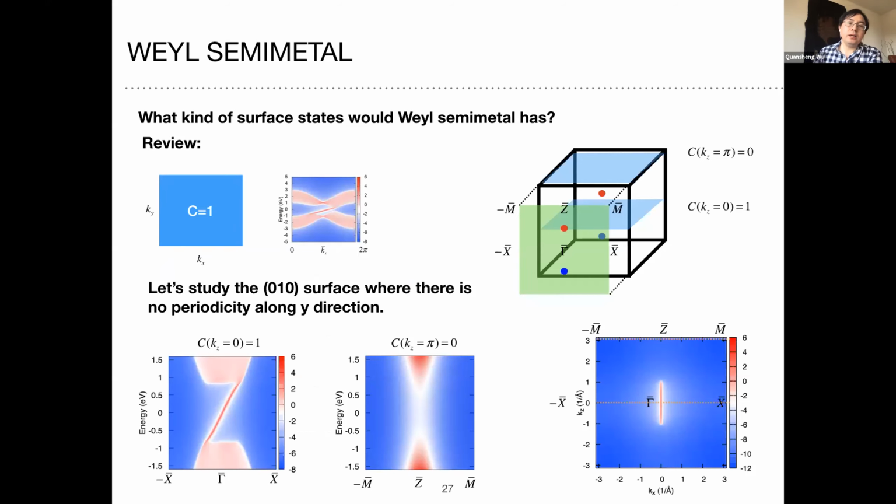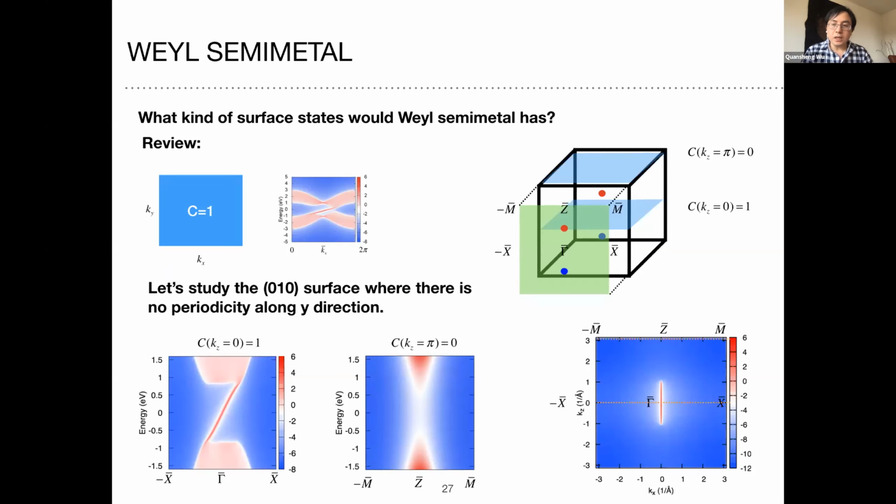Okay, let's also talk about the surface states of the Weyl semimetal. Here is a review. We know that if we have a closed surface like this in the X and Y directions, and the Chern number is non-zero, and we cut the edge, then you will have non-trivial edge states, right? Okay. Then let's study the 0, 1, 0 surface. This is the cut along the front.